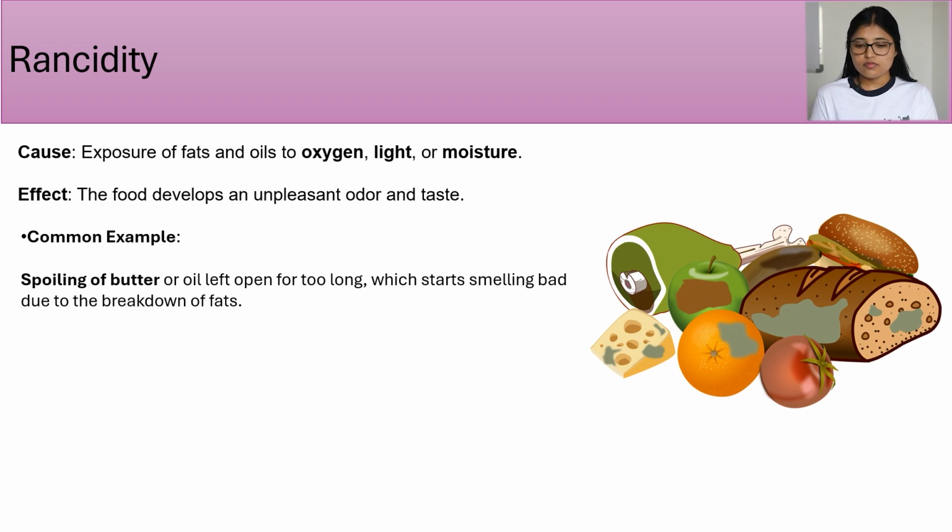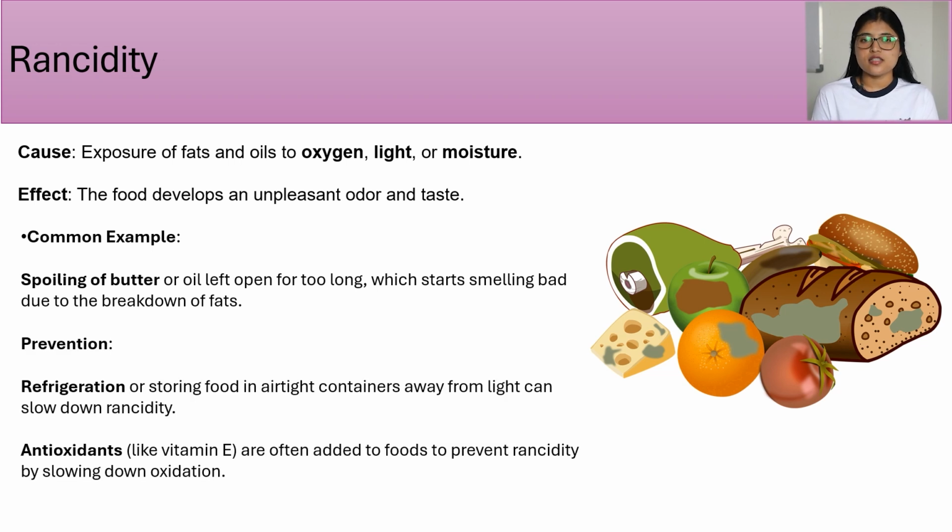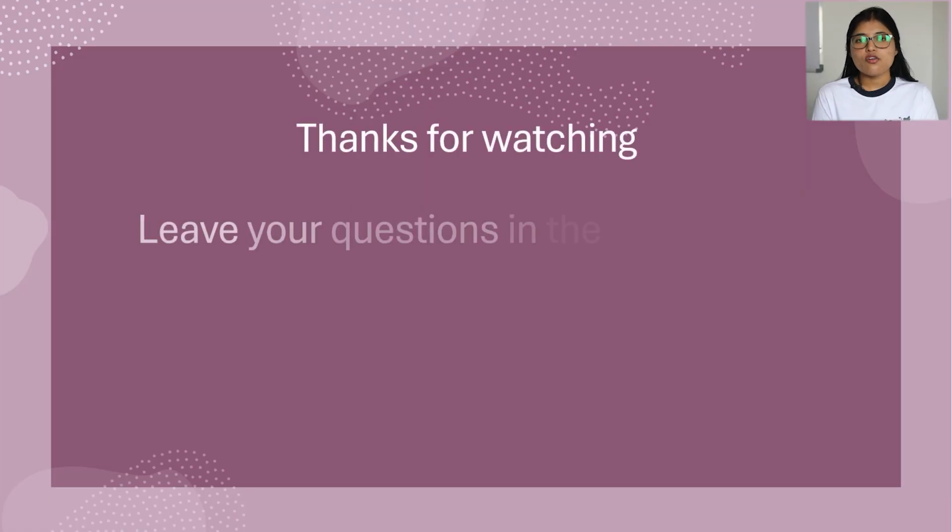In order to prevent this rancidity, we usually use refrigeration. That is, we put the food items in the fridge in order to avoid rancidity or slow it down. Another method is to add antioxidants such as vitamin E, which also prevent rancidity. With this, we have come to an end of chapter 1.